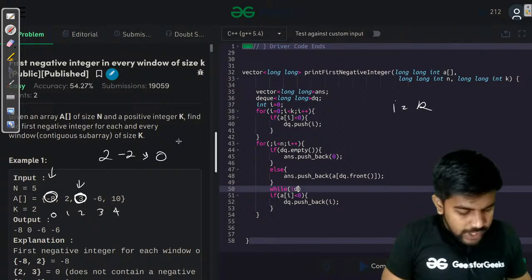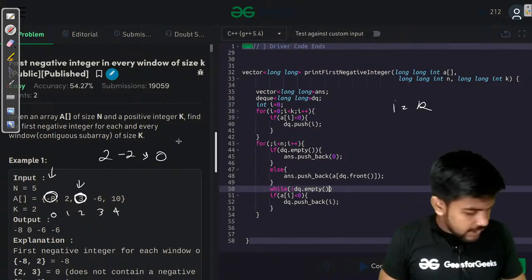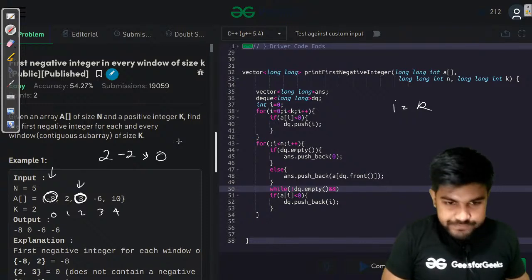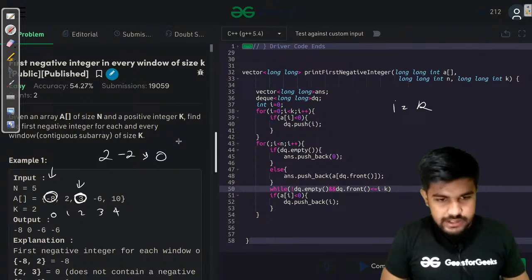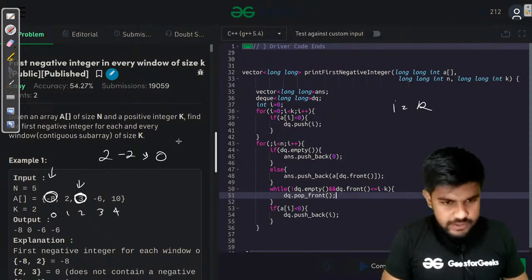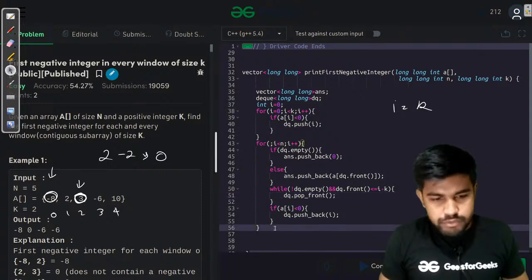Fair enough. So while dq is not equal to empty, and dq.front is less than or equal to i minus k itself, what we would do is dq.pop_front. Okay, fair enough. So then what we would do is, we would move forward.